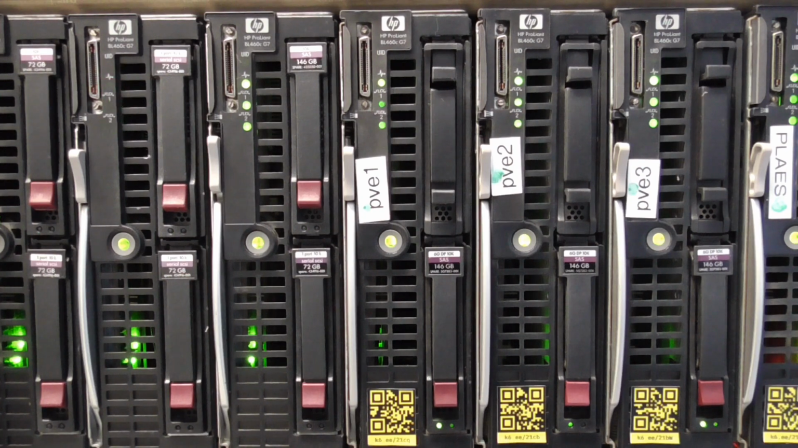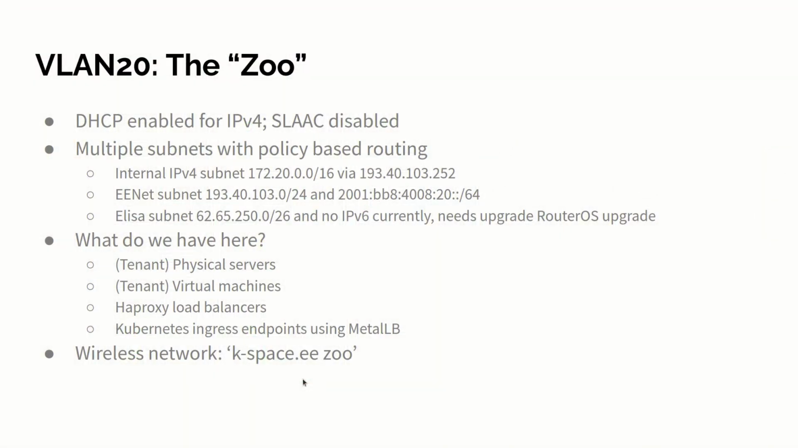And again, to keep things funky, this VLAN is accessible from a wireless network as well, so you can do cool stuff like connect a Raspberry Pi over wireless and have it accessible via a publicly routable IPv4 address. This wireless network, of course, is password protected.